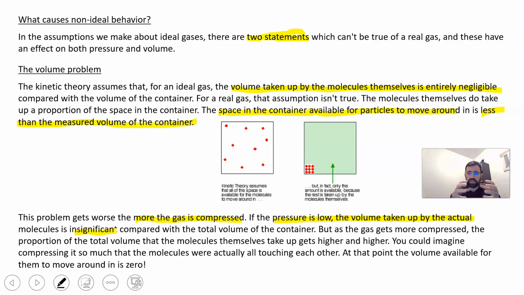If it's a smaller volume and you've got more molecules in there, they take up a greater percentage of the volume that's available. So this problem becomes a bigger deal. You can imagine compressing it so much that the molecules are actually touching each other, and at that point the volume available for them to move would be zero.